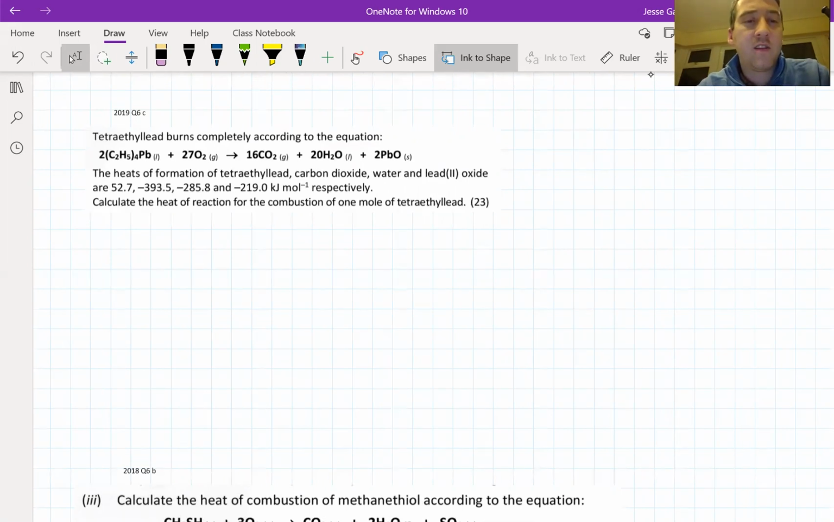Now, it says underneath, the heats of formation of tetraethyl lead, carbon dioxide, water, and lead oxide are, and you get 4 numbers respectively. Calculate the heat of reaction for the combustion of 1 mole. That's really important. 1 mole. Heat of combustion is always 1 mole. Now, that's why we practice writing those out, because we have to always have 1 mole of tetraethyl lead.